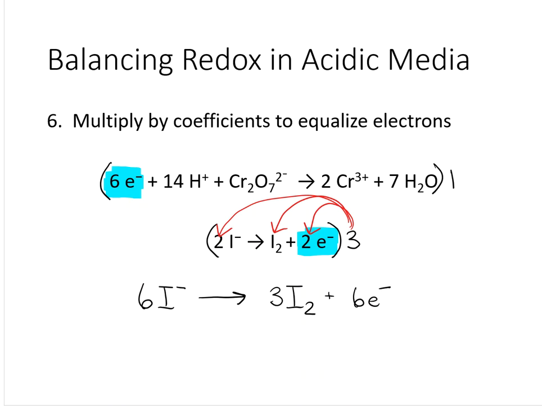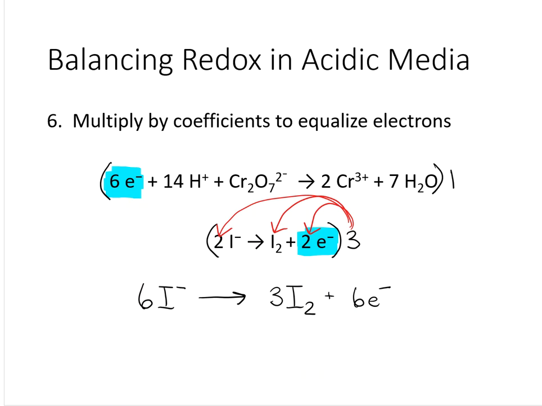Double check yourself. You can always double check yourself at any point in time. Everything should equalize. Everything should balance. So what I mean by that is we have 6 I's. We have 6 I's. We have an overall charge of -6. We have an overall charge of -6.